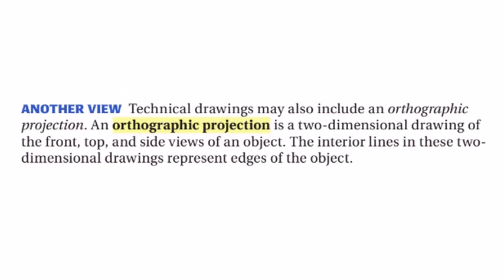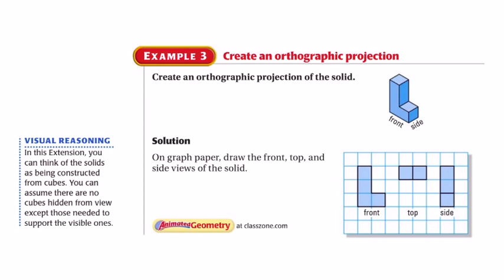Alright, so another view. Technical drawings may also include an orthographic projection. An orthographic projection is a two-dimensional drawing of the front, top, and side views of an object. The interior lines in these two-dimensional drawings represent edges of the object. So, here in example 3, create an orthographic projection of this solid.